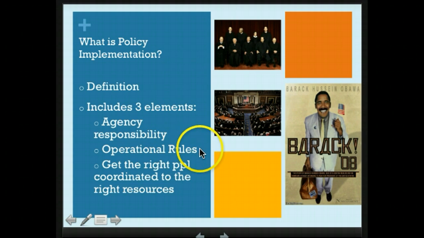Operational rule. This is your policy goals turned into rules and guidelines for making the policy into an action. We're going to get into operational rules with more details. So the rules and guidelines for making policy actually affect us. And the third element is getting the right people coordinated to the right resources. And that failed with the Affordable Health Care Act. We were unable to get the right people on board.